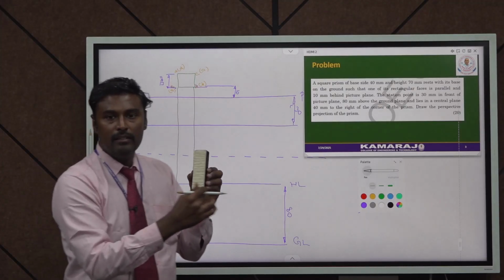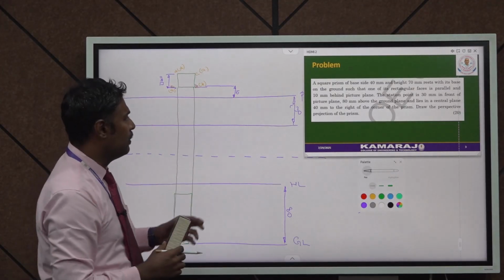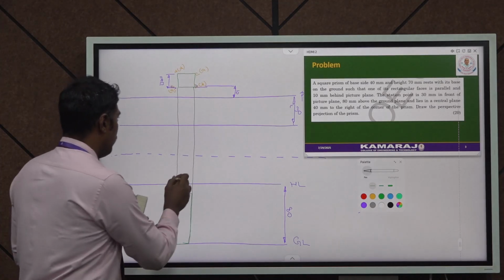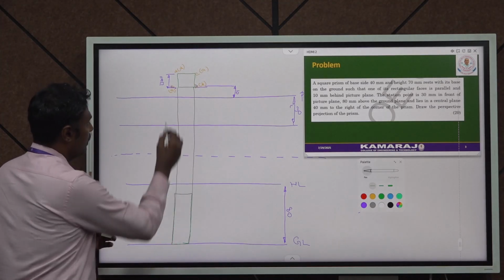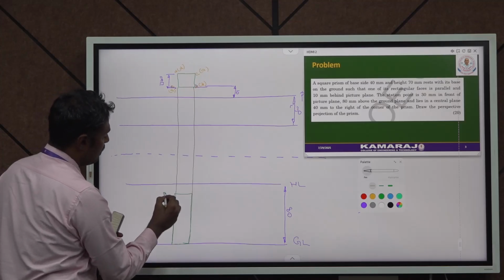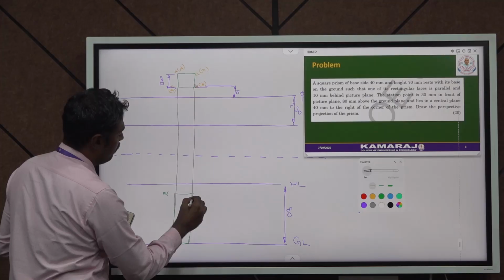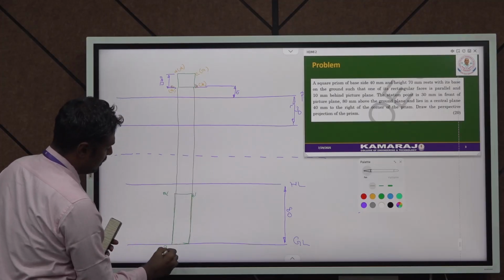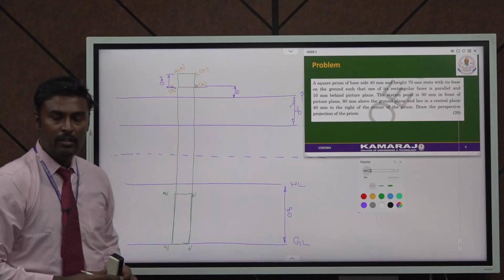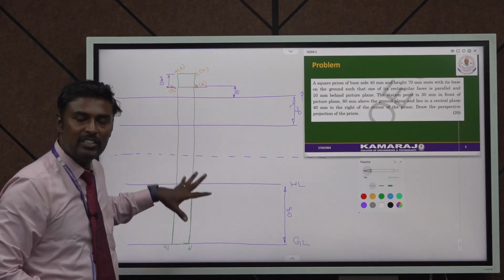So this is the front view of the square prism. This is the thing I am going to draw. When I look from this direction, this is A dash, and this is B dash, and here this is A1 dash, and this is B1 dash. These are all visible. The reason I mention dash is that it means front view.